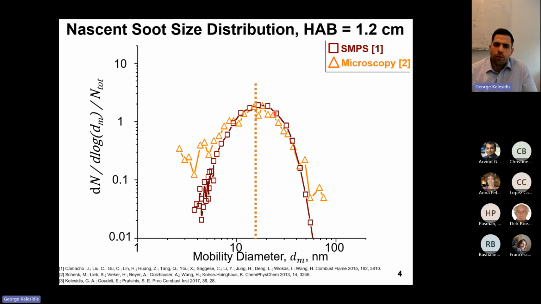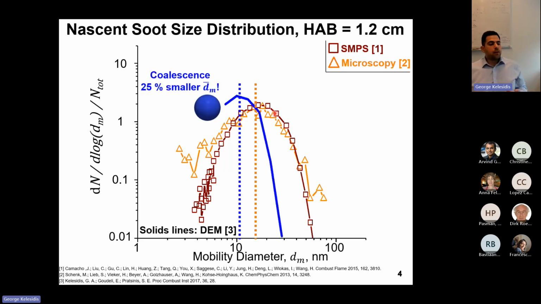So without the discrete element model, we first made the common assumption that is made by many combustion models in the literature, even until nowadays. So we assumed that these very small soot primary particles behave like droplets. So as soon as they collide, they coalesce immediately to form a bigger sphere. This coalescence assumption, though, as you can see, results in an underestimation of the median mobility diameter by about 25%.